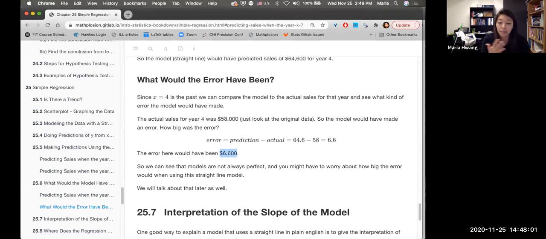$6,600, just by looking at it, might not seem like a lot, but if you think about big companies like H&M and Zara, even a 1% margin of error could really mean millions of dollars for them. So it would be ideal for them to be able to predict more accurately.